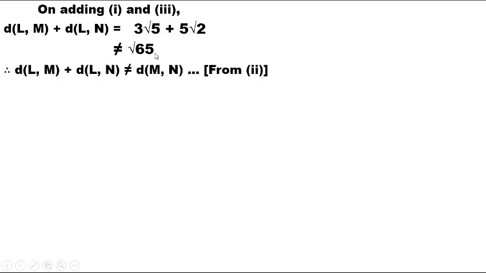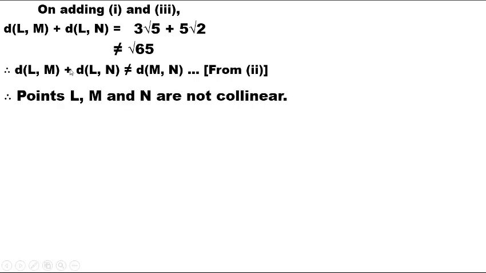On adding 1 and 3, we get distance of LM plus distance of LN is equal to 3 under root of 5 plus 5 under root of 2, which is not equal to under root of 65. So, distance between LM plus distance between the LN is not equal to distance between the M and N from equation 2. So, points L, M and N are not collinear.